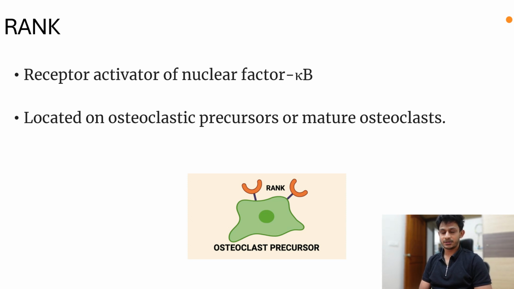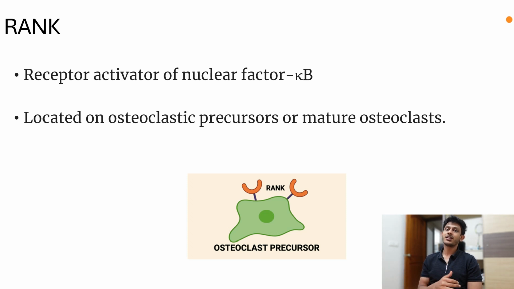RANK is basically a receptor located on the osteoclastic precursors or mature osteoclasts. So, what are osteoclastic precursors? We know that hematopoietic stem cells produce different lineages, like the myeloid lineage and the lymphoid lineage. Under the myeloid lineage, it produces monocytes, and under the monocyte category come osteoclasts, because monocytes form macrophages, and an osteoclast is nothing but a macrophage. These osteoclastic precursors are mononuclear cells, and osteoclasts, as we know, are multinucleated giant cells.